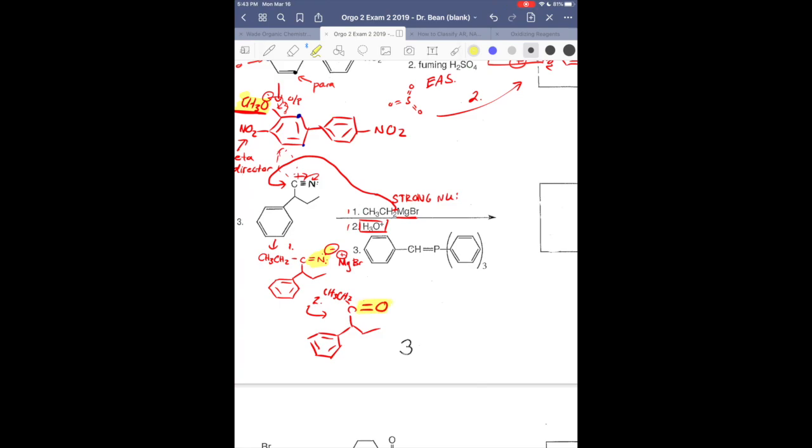It's going to be converted to a carbonyl carbon. Okay, so that becomes the carbonyl oxygen. Okay, everything else remains the same. That's what happens with the H3O+ step.